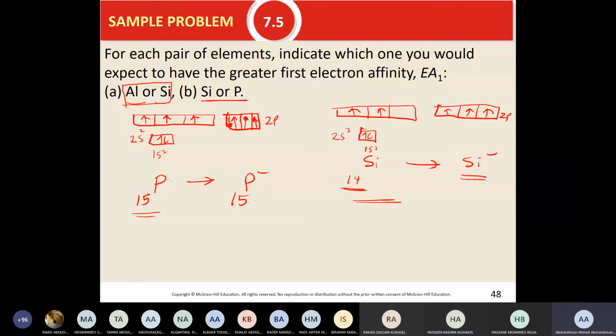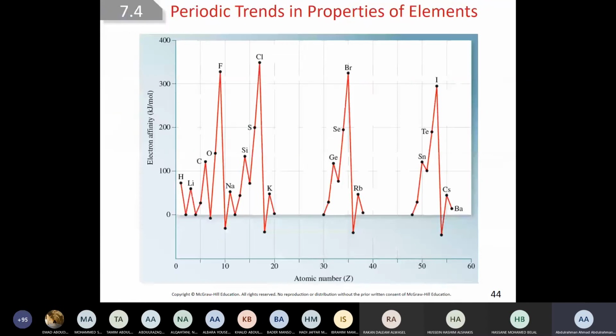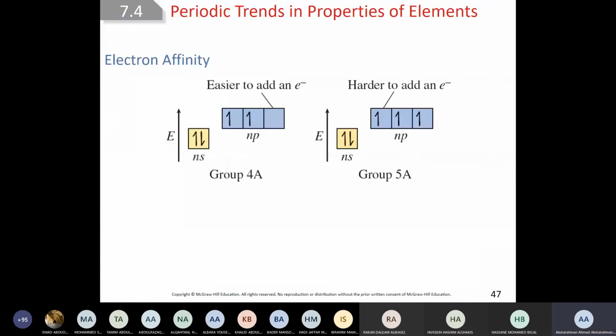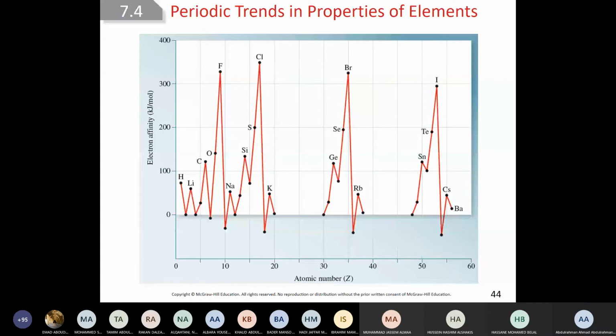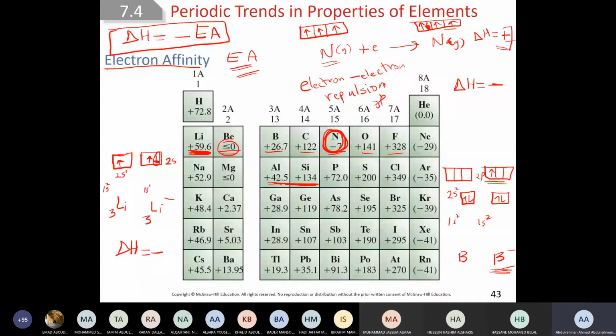Silicon. Why? Because of electron repulsion now. See, at the beginning, with a bigger nucleus, it should attract more, but there will be electron repulsion, and that's why this will decrease. So you can see here, which one is higher, aluminum or silicon? Silicon is higher. But when you go from silicon to phosphorus, silicon is still higher than phosphorus. I hope this is clear.